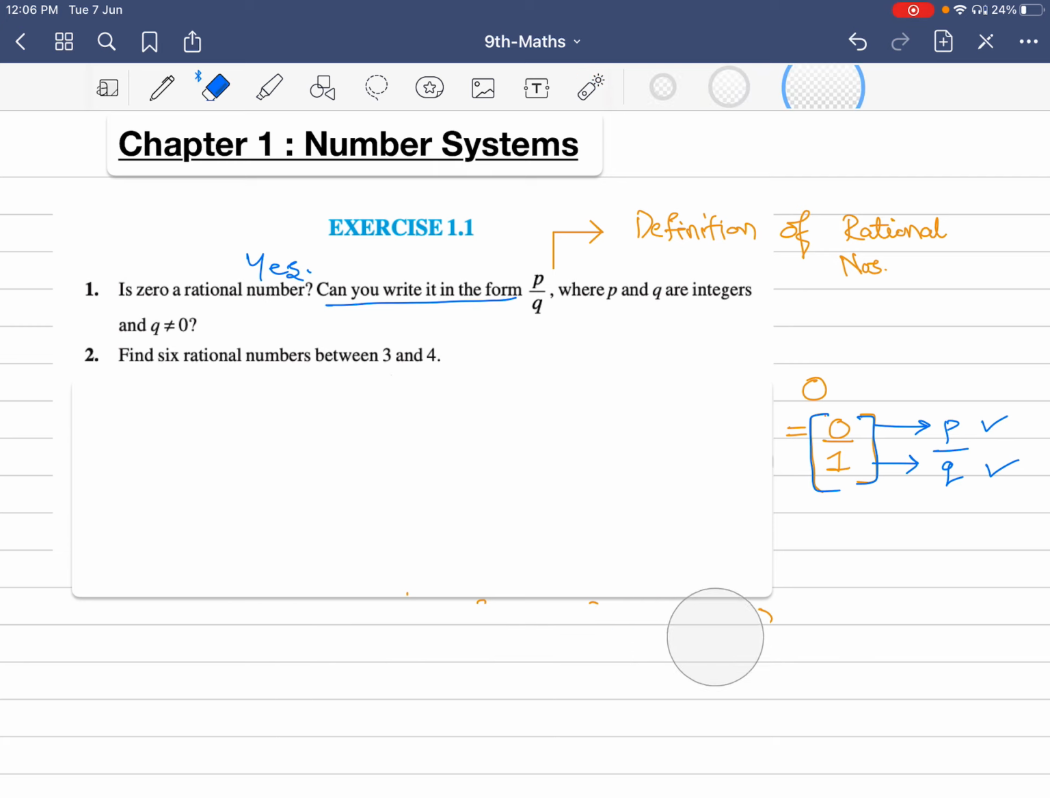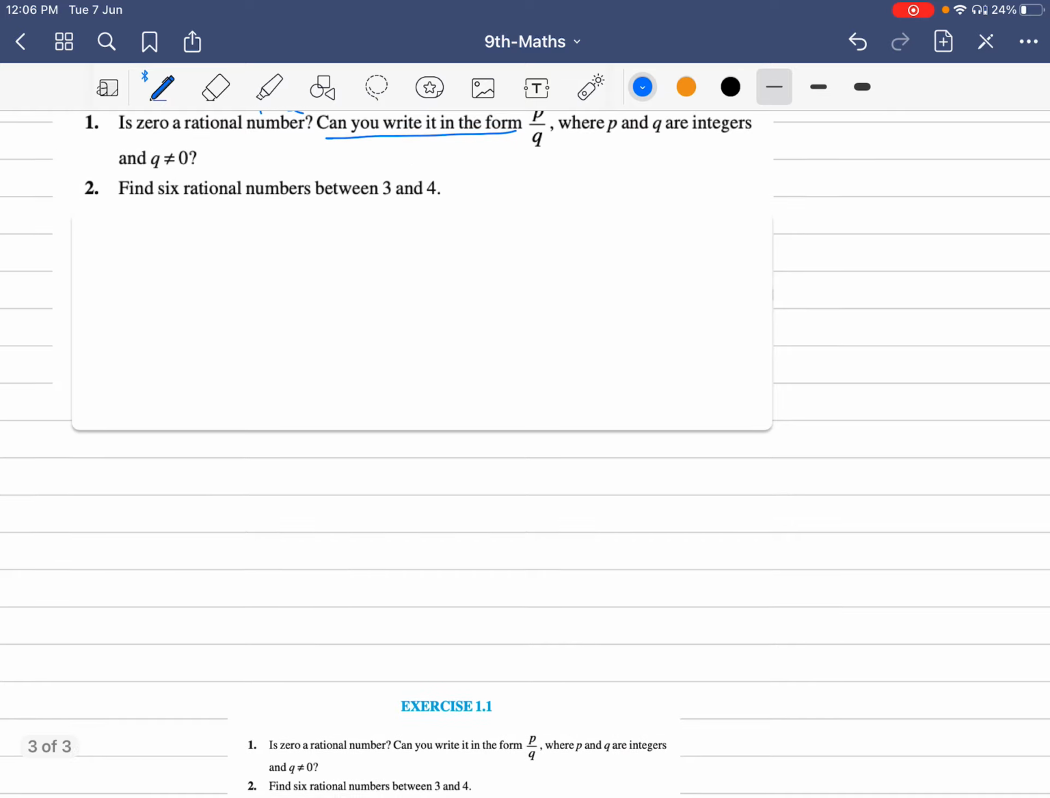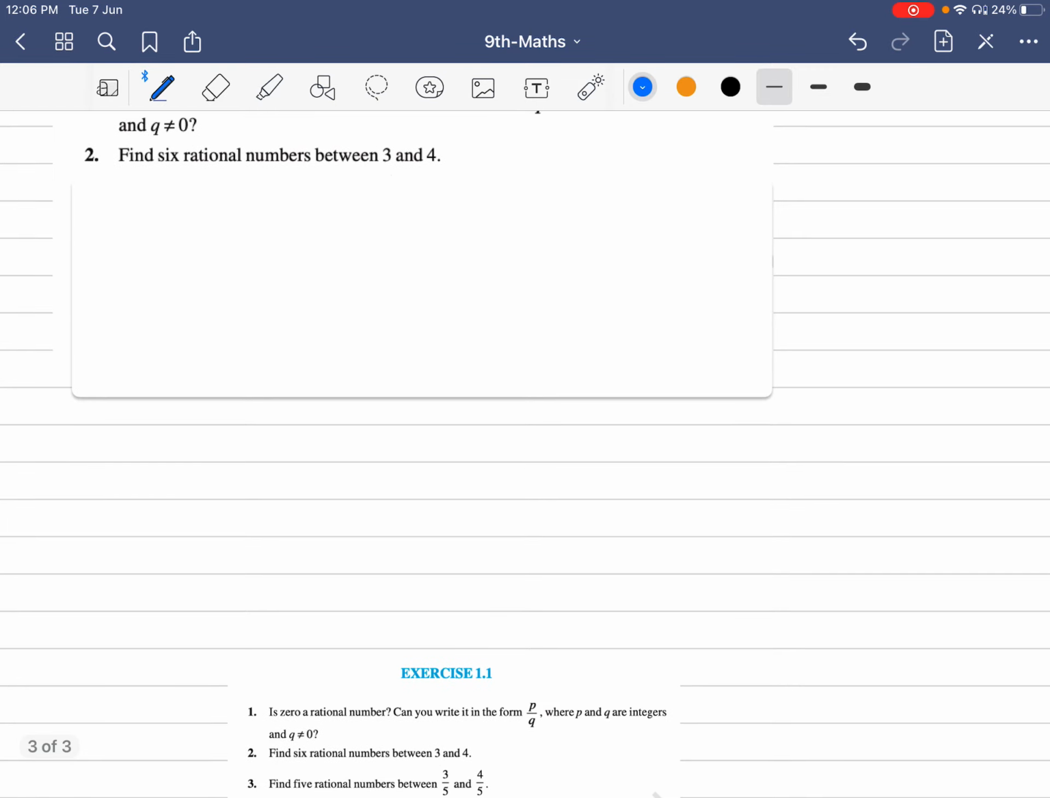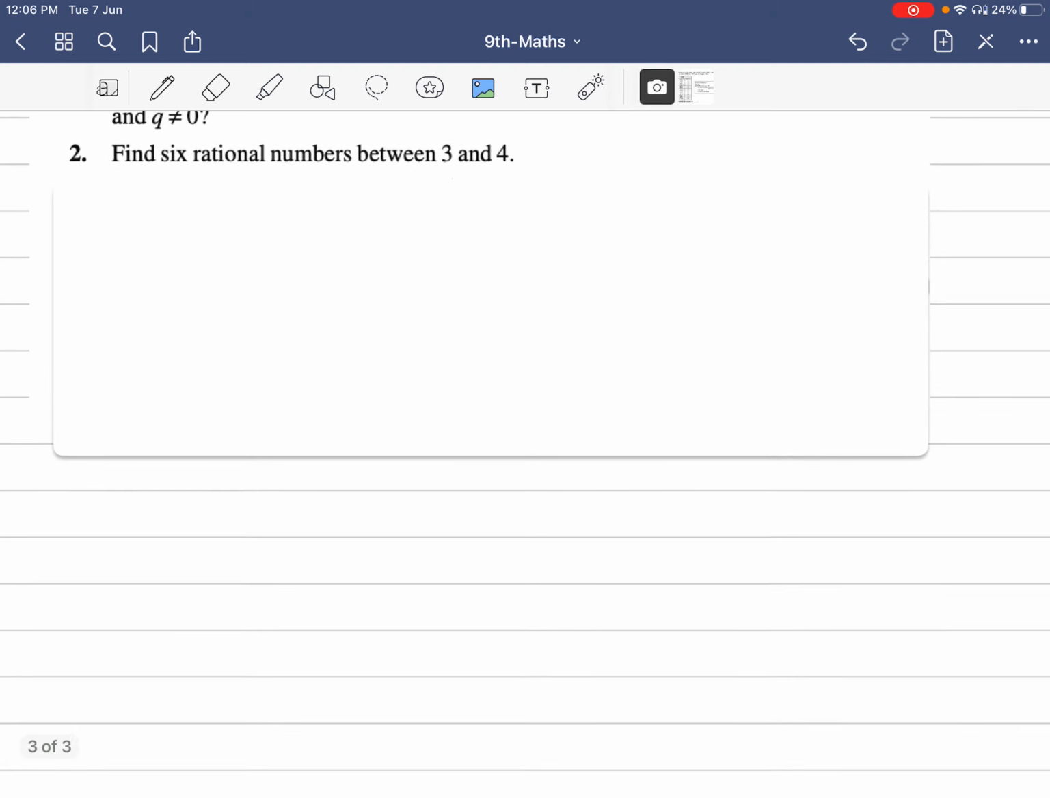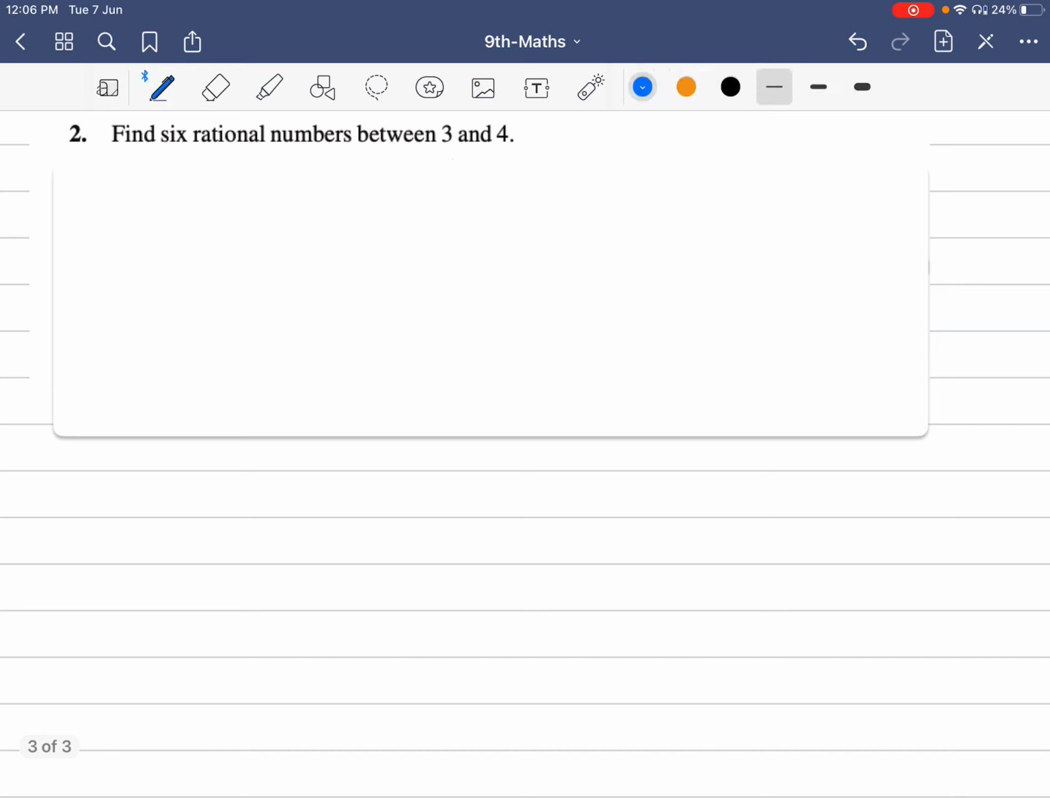So let me first erase this. Now let me write down. So we have to find 6 rational numbers between 3 and 4. So this is my question. Find 6 rational numbers between 3 and 4. So let me note down my numbers here. This is 3 and this is 4. Both of them are whole numbers. They are represented in the form of whole numbers.